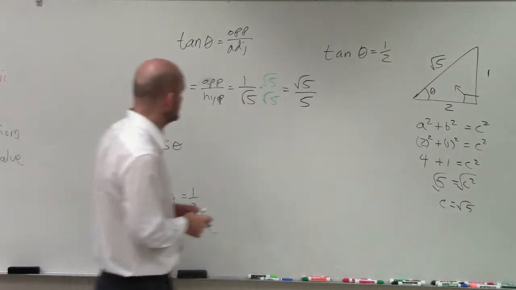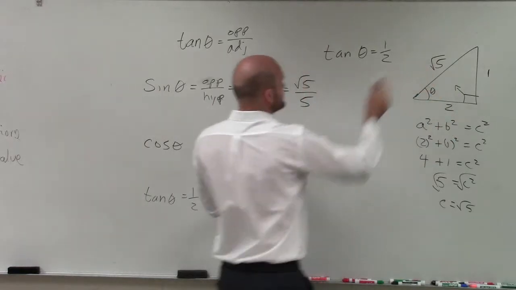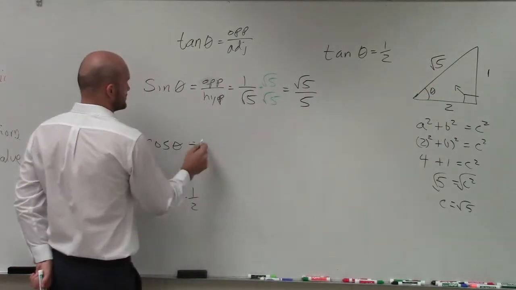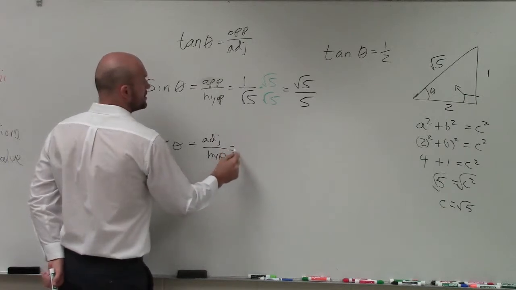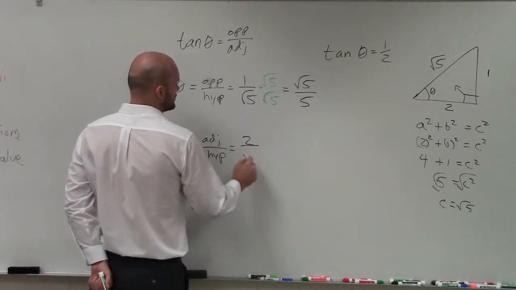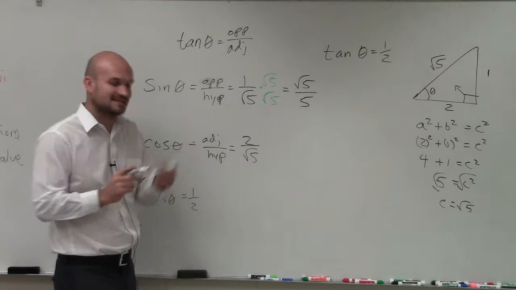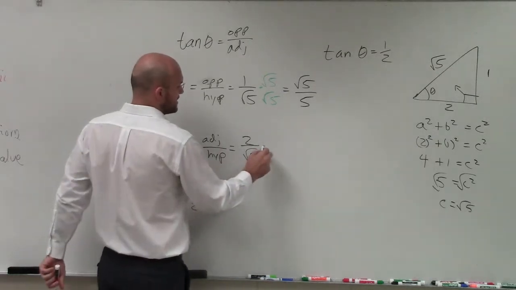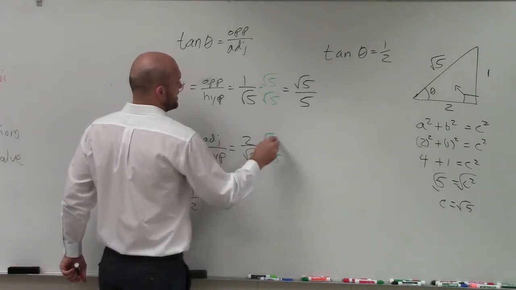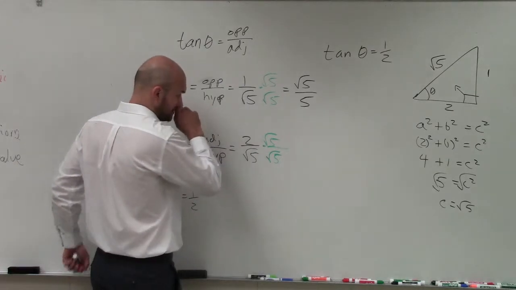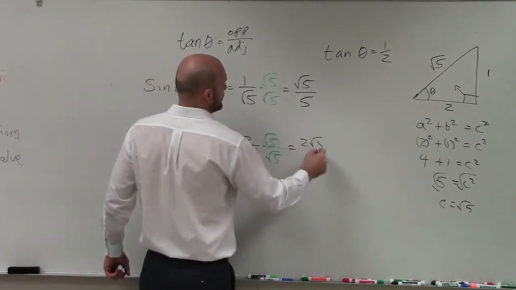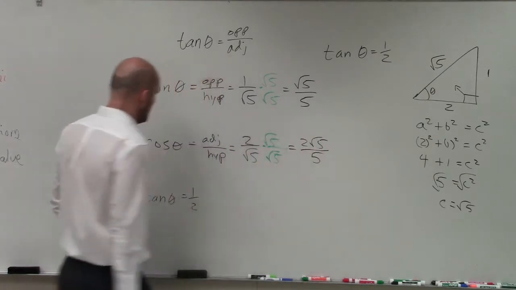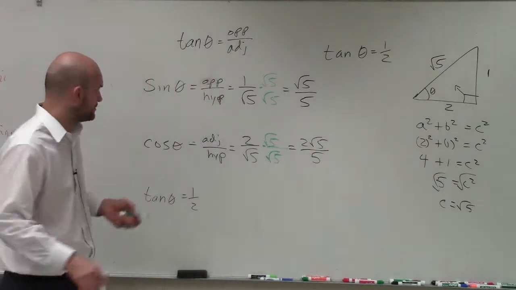Then I go to the cosine, which is your adjacent over your hypotenuse. So that's going to look something like this. So adjacent over the hypotenuse. Therefore, that's going to be 2 over the square root of 5. Again, just like the sine, we need to rationalize the denominator. So I multiply by the square root of 5 over the square root of 5. And therefore, by multiplying across, that's going to leave me with 2 square root of 5 over 5. Now, the tangent we already figured out, so we're good with that.